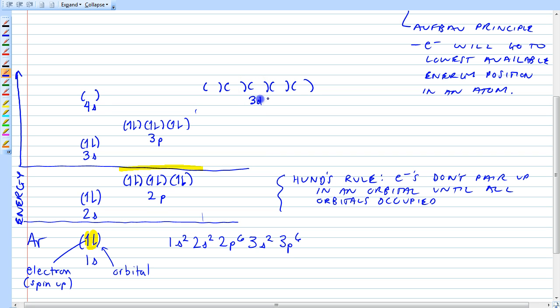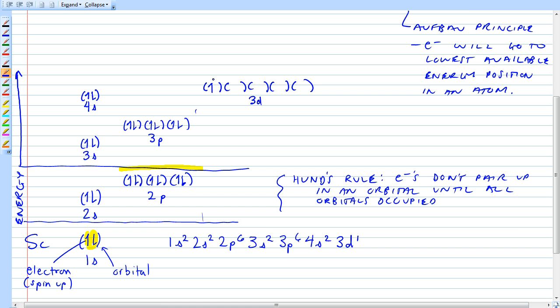So my 3d's over here at a little bit higher energy than the 4s, which means that potassium would look like this instead of having an electron in the 3d. So it would be 4s1. That would be potassium. And then calcium would be 4s2, and it would have 2 arrows in the 4s. We wouldn't start putting any in the d until we got to the next element, scandium. That would be 3d1, like this.